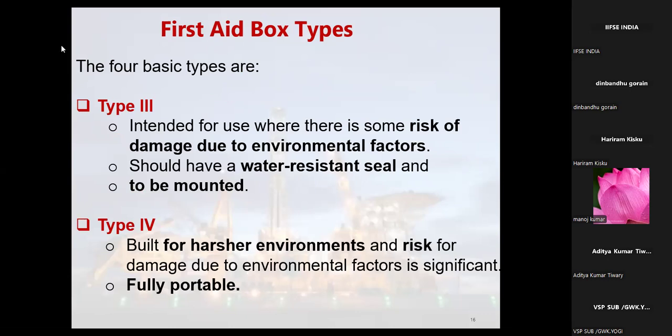So here type 3 is where there is a risk of damage due to environmental factors. This is water resistant and can be mounted onto the wall. So type 4 is built for harsher environments. The risk of damage due to environmental factors is significant, and it is fully portable.